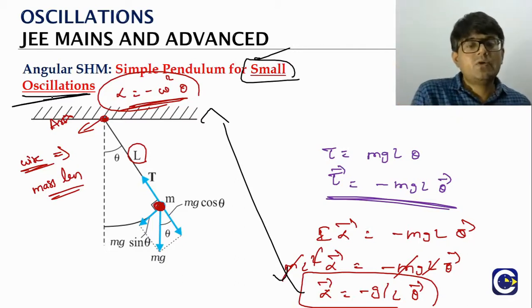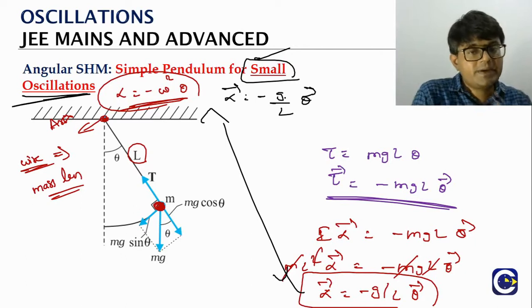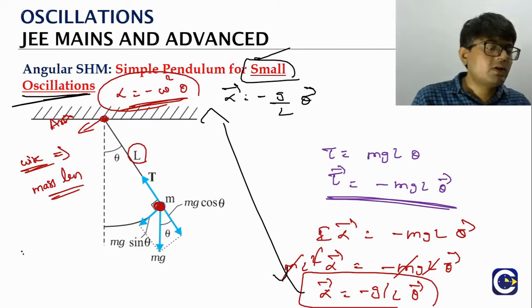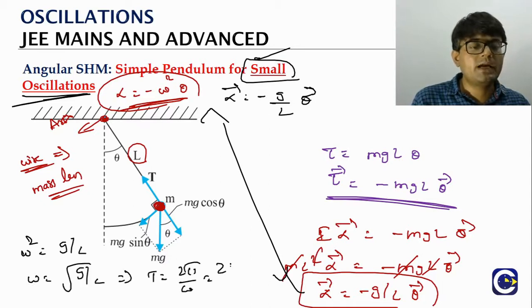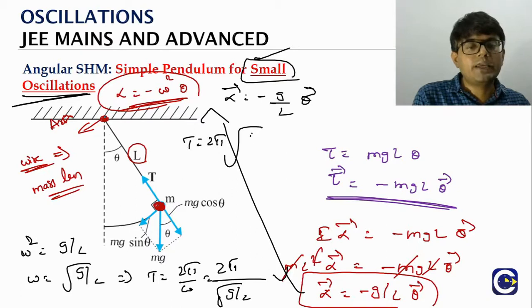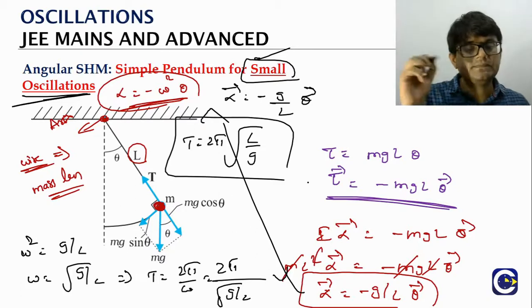Okay, now look at it. If you compare alpha is equal to minus g by L into theta with the standard equation, straight away we can say omega square is equal to g by L, which means omega is equal to root g by L. From here we'll have T is equal to 2 pi by omega, 2 pi by root g by L. So T will be equal to 2 pi root L by g.